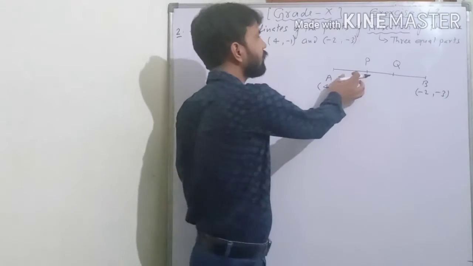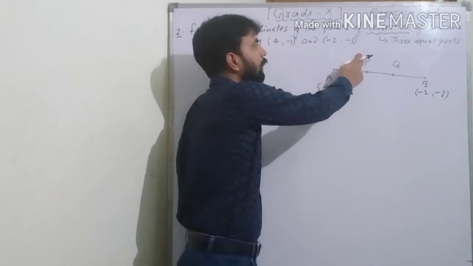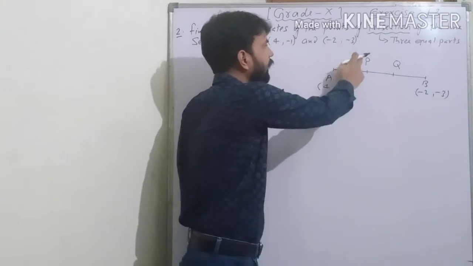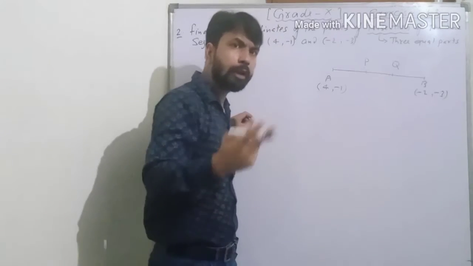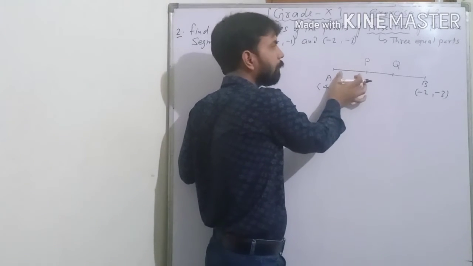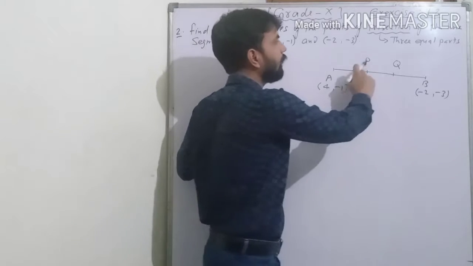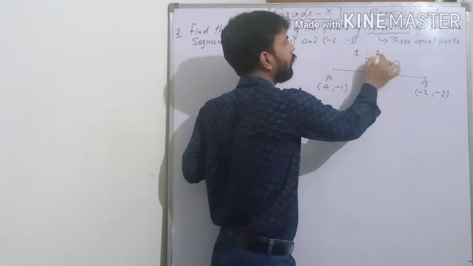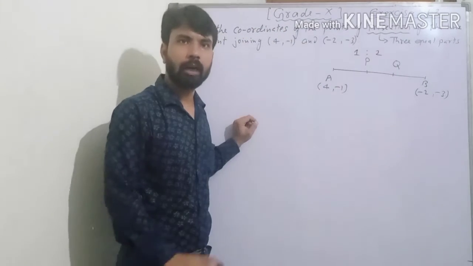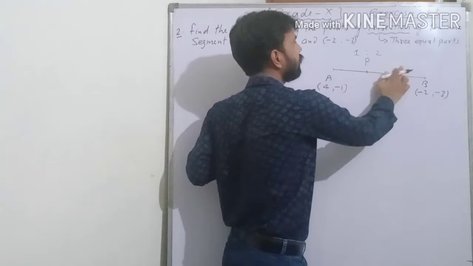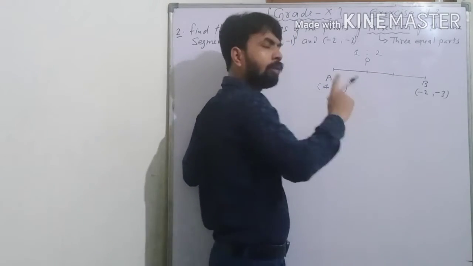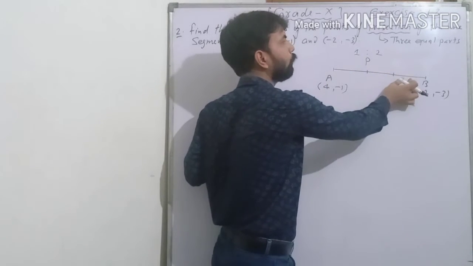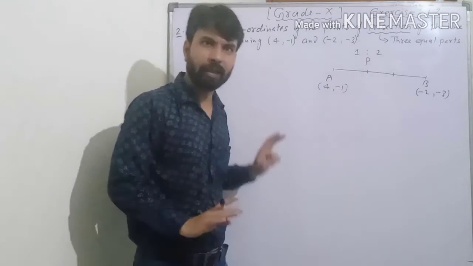So if all these 3 parts are equal, P divides AB. I am talking about the point P only. P divides AB into which ratio? See, before P how many parts are there? Only 1 part. And after P how many parts are there? 2 parts. So P divides AB into 1:2 ratio. Are you getting this? P divides AB into which ratio? 1:2. Because before P there is 1 part and after P there are 2 parts. So 1:2. Hope it is clear?